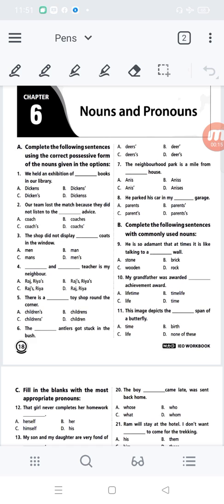So, here in this class, I'll discuss the definition of noun, the definition of pronoun, examples, and types. Along with that, I'll take a few examples to discuss. Okay, so let's start. You should first know what a noun is.